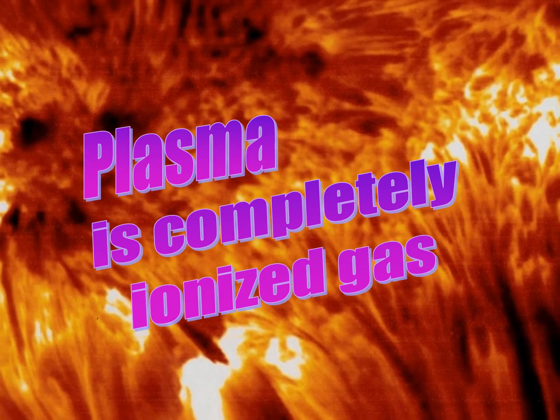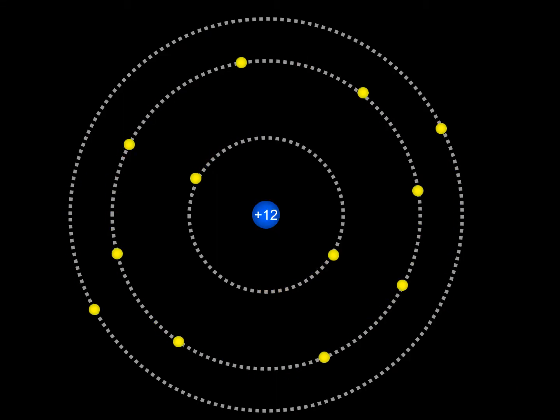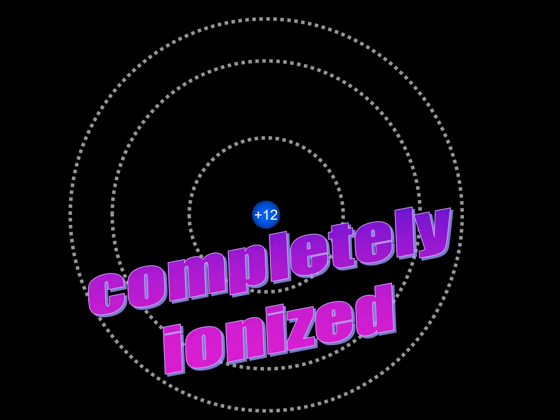So what does completely ionized mean? If this is an atom, this would be magnesium. Well, look what's happening. Where did the electrons go? Well, if the electrons get removed from an atom, it is no longer an atom. It is what we call an ion. And if you get completely ionized, that means you don't just lose one or two or pick up one or two electrons. You actually lose all of them, and they're just scattered around.